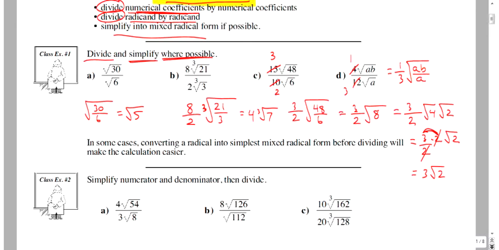Now what can I do? What's A over A? 1. I don't care what A is. So that's 1/3 times the square root of B over 1, which is just B. Is that okay? I would write another step, but I got no more room there. We see that's the same.